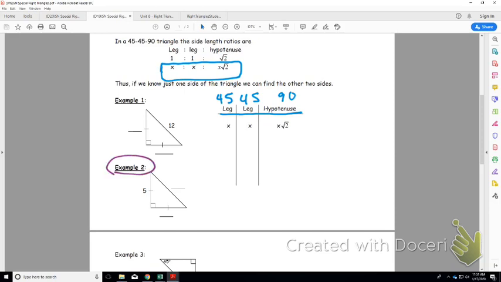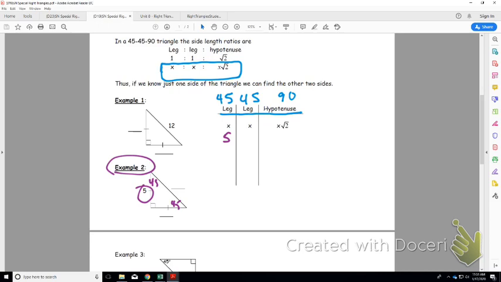Okay. We're going to start with example 2 here. We can see that that is an isosceles right triangle because we have our tick marks, right? So we know that that's a 45, 45, 90. And so what you will do is you're going to focus on what they gave you. They gave us the side length of 5. Is that side a leg or hypotenuse? It is a leg. So you take that value of that leg and you put it in your little table, just like that.